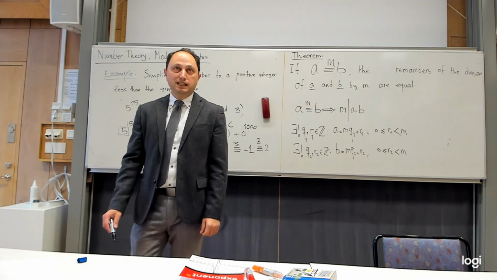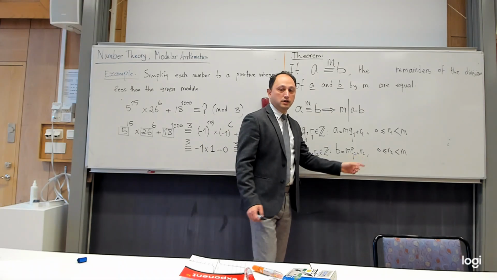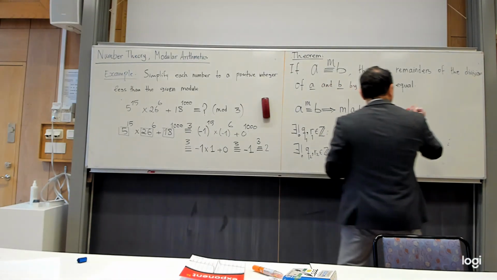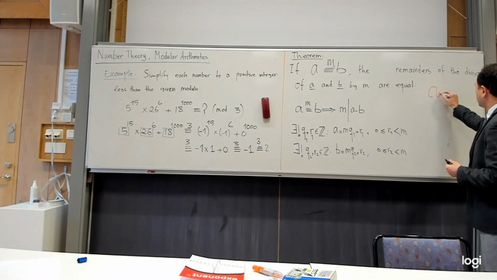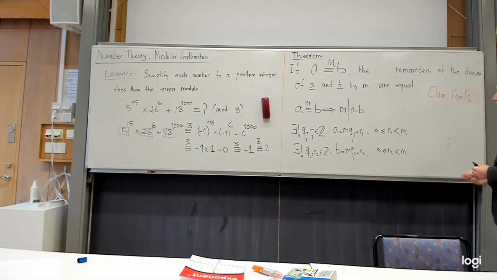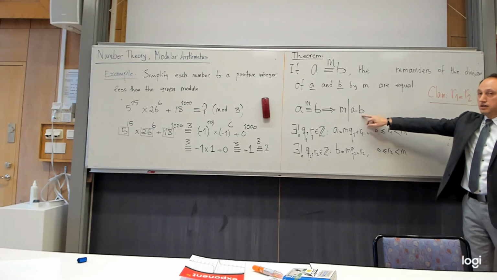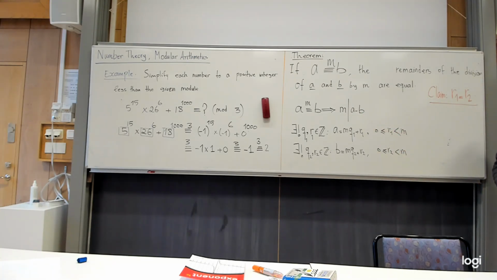Okay? My claim is that R1 has to be equal to R2. So let me write this claim here. Claim: I want to show that R1 is equal to R2. This is my claim. I want to prove this for you. There is no guarantee that R1 and R2 should be the same, but I want to show that under this condition, R1 and R2 have to be the same. Yes?